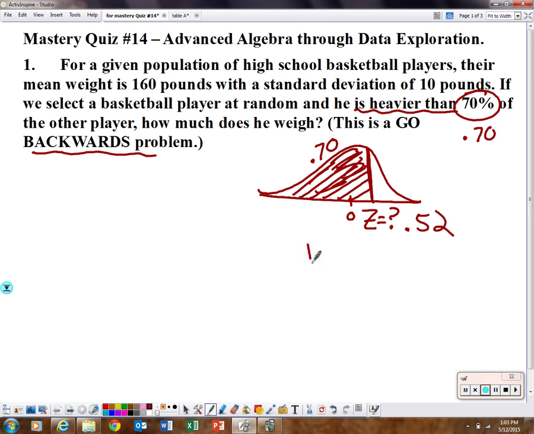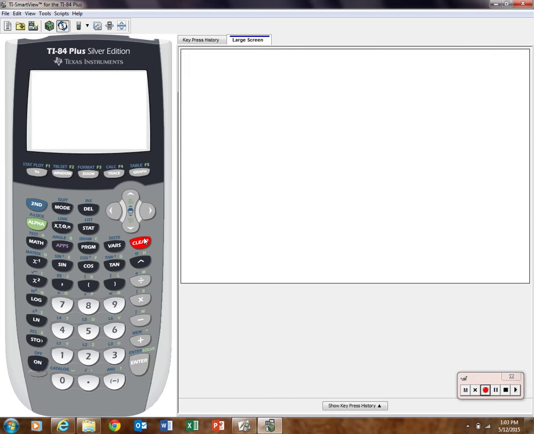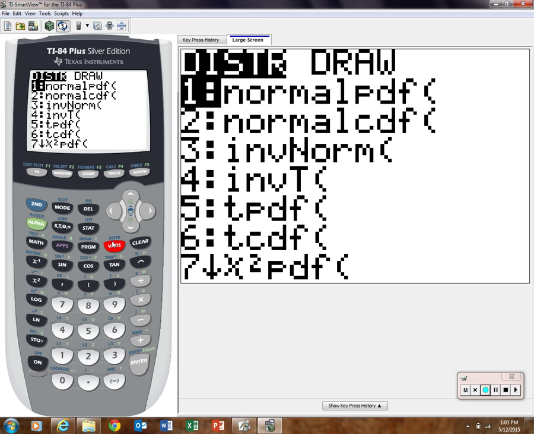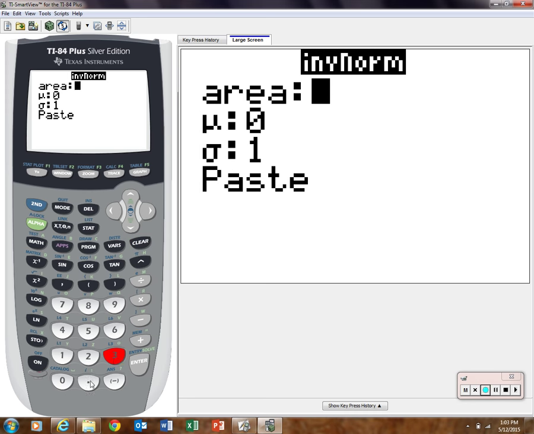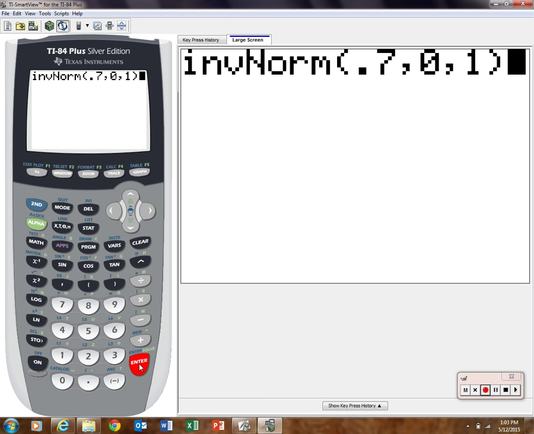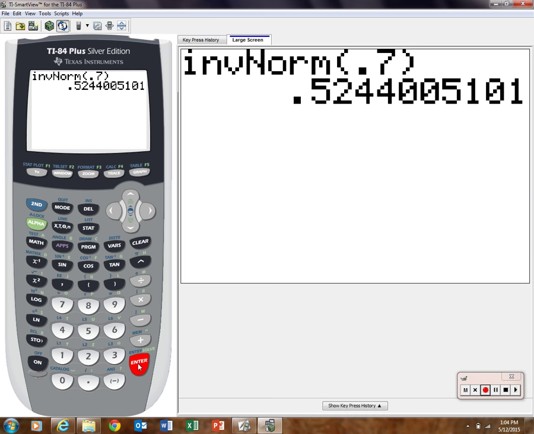If we use the calculator, we can use the inverse norm and put in the 0.7. So let me show you that quick. So again, second vars. This one's number 3. So we want the area to the left of that spot. Again, you don't see all of this information. You've got an older calculator, so this is what you should see when you are done. Hit enter, and you can see it's the same thing. It's just a few more decimal places, 0.52.